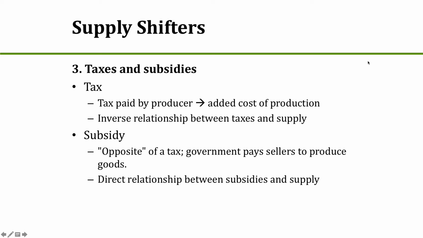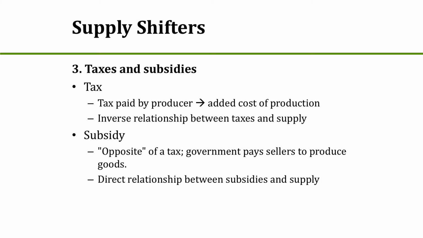Subsidy is just the opposite of the tax. In a subsidy, the government pays sellers to produce goods. The reason for paying money to producers is to protect the producers, because if the good we are talking about is a really important good, for example, an agricultural product, a government doesn't want to be dependent on other countries in producing that good. So to protect the farmers of that good, the government is giving some money to support them in the production process.